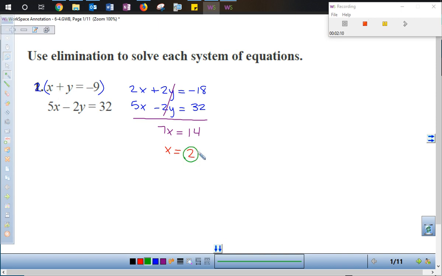Finally, I have to substitute 2 back into one of my two original equations to solve for y. So I'm going to substitute it back into the top equation. So we draw an arrow to exactly where we're substituting it in. And I write down my new equation. So I'm going to have 2 plus y equals negative 9.